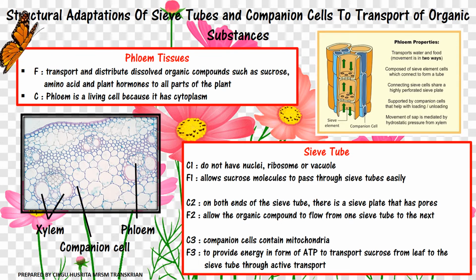So, mitochondria provide energy in the form of ATP to transport sucrose from the leaf to the sieve tube through active transport. That means the transportation of the sucrose uses active transport. That's why it needs more energy. So when it needs more energy, it must have more mitochondria.